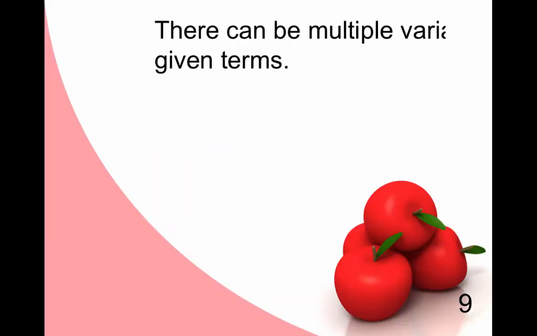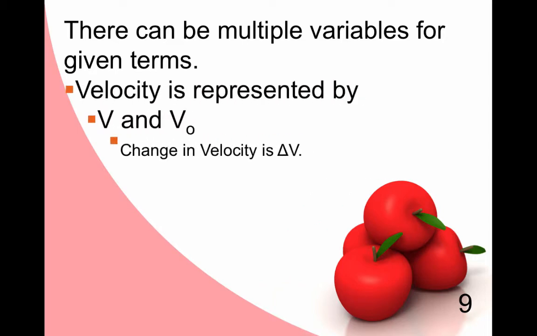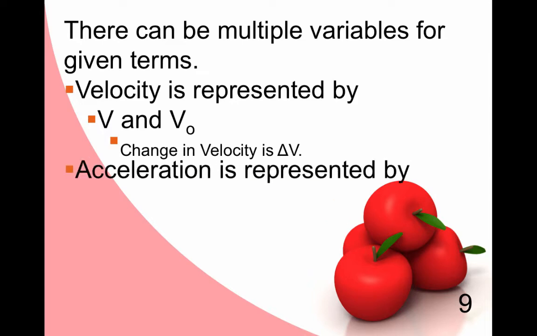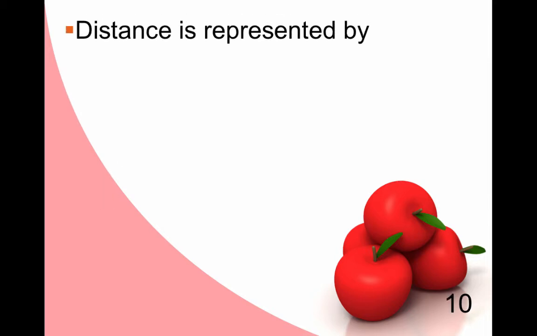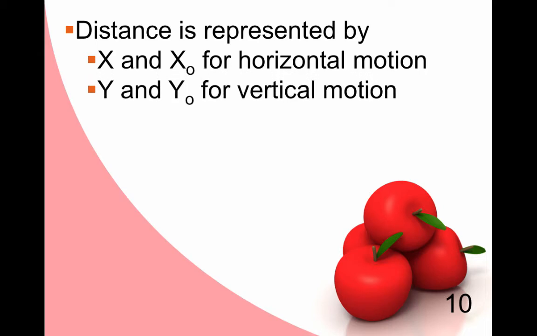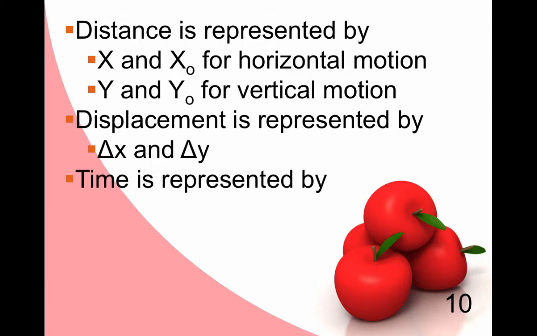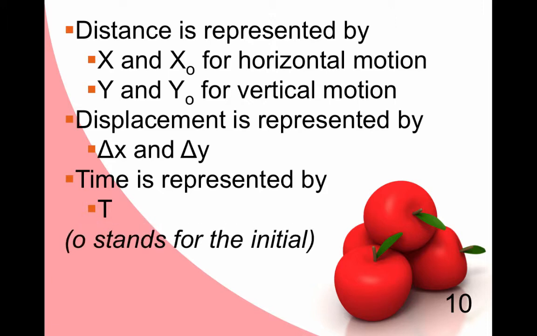Looking at the variables. There can be multiple variables for given terms. Velocity is represented by v and v naught. The change in velocity is represented by delta v. The triangle shape is the Greek letter delta. Acceleration is represented by a. Distance is represented by x and x naught for horizontal motion, y and y naught for vertical motion. Displacement is represented by delta x and delta y. Time is represented by the letter t. Naught stands for the initial position or velocity or whatever you're looking at.